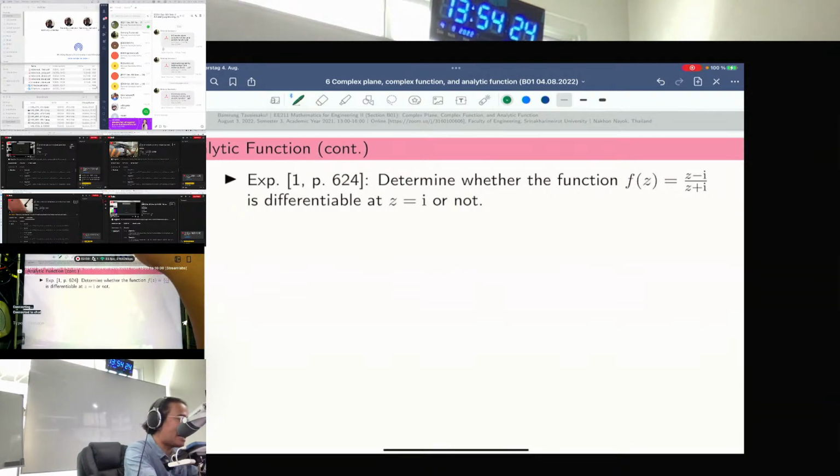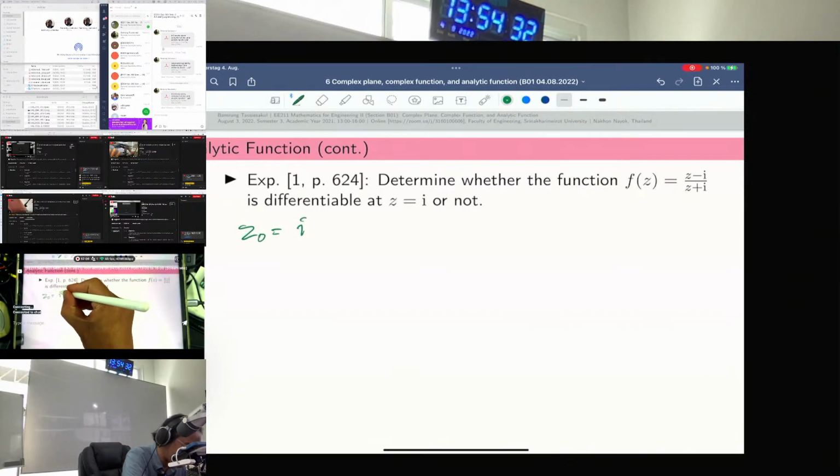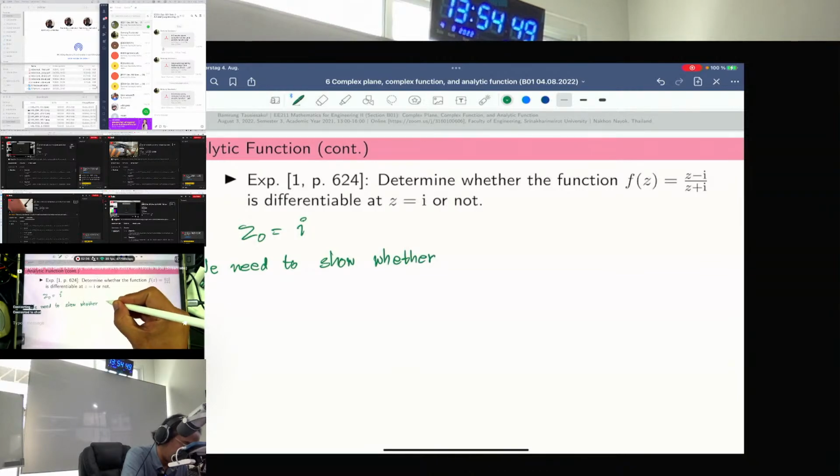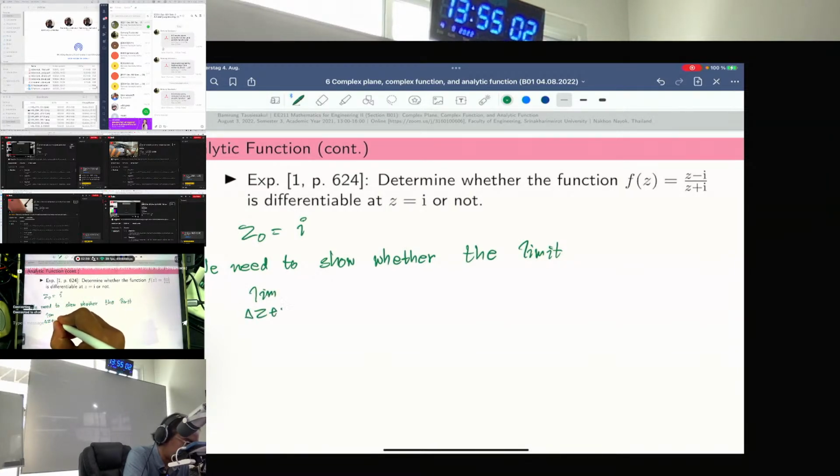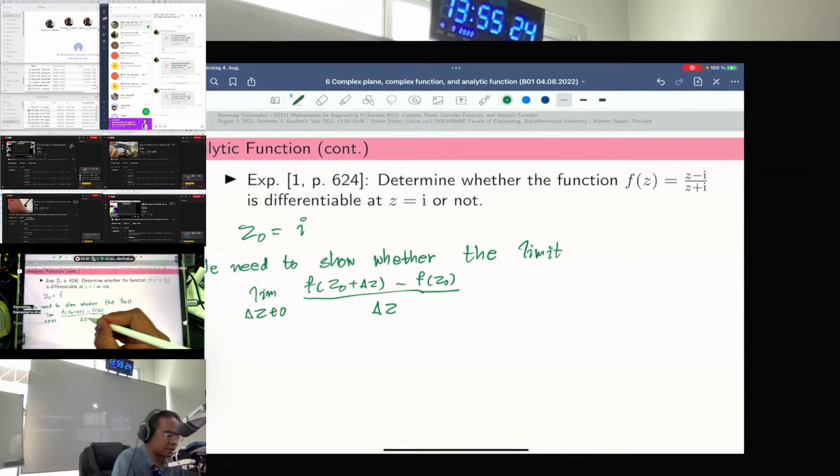Okay, when z is equal to i, it means your z0 is i, right? And we need to show whether the limit as delta z goes to 0 of f(z0 plus delta z) minus f(z0), divided by delta z, exists or not.